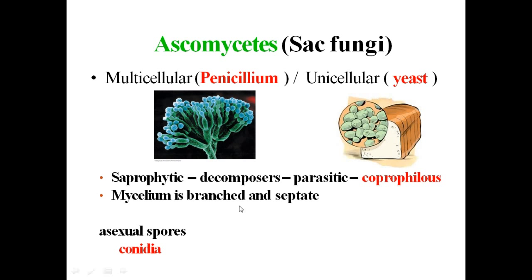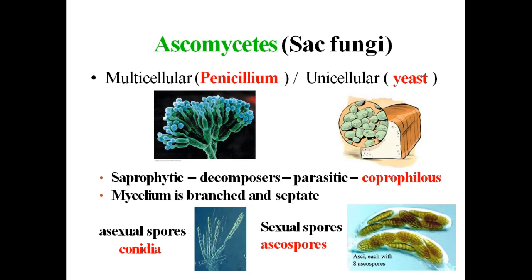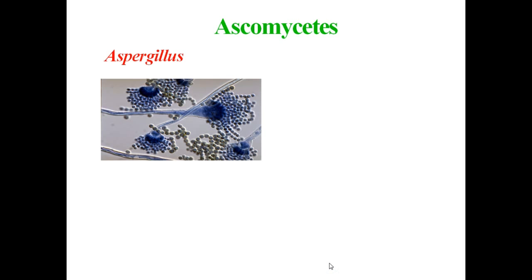Mycelium is branched and septate. Asexual spores or conidia are produced exogenously on a special mycelium called conidiophores. Conidia on germination produce mycelium. Sexual spores are called ascospores, which are produced endogenously in sac-like asci, singular ascus. These asci are arranged in different types of fruiting bodies called ascocarps. In Ascomycota, asexual spores are called conidia and sexual spores are called ascospores.